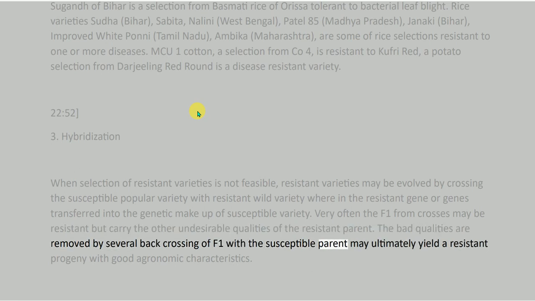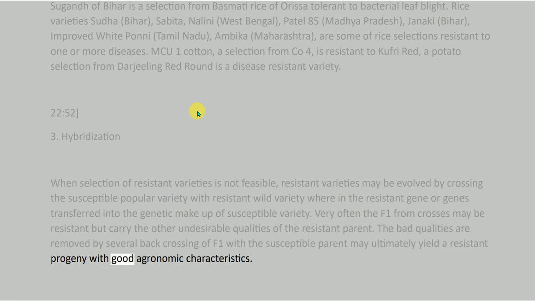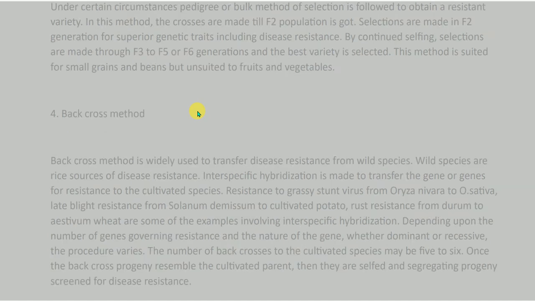Under certain circumstances pedigree or bulk method of selection is followed to obtain a resistant variety. In this method, the crosses are made till the F2 population is got. Selections are made in the F2 generation for superior genetic traits including disease resistance. By continued selfing, selections are made through F3 to F5 or F6 generations and the best variety is selected. This method is suited for small grains and beans but unsuited to fruits and vegetables.